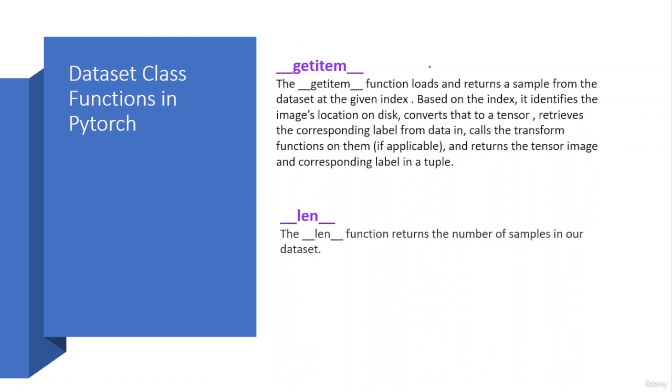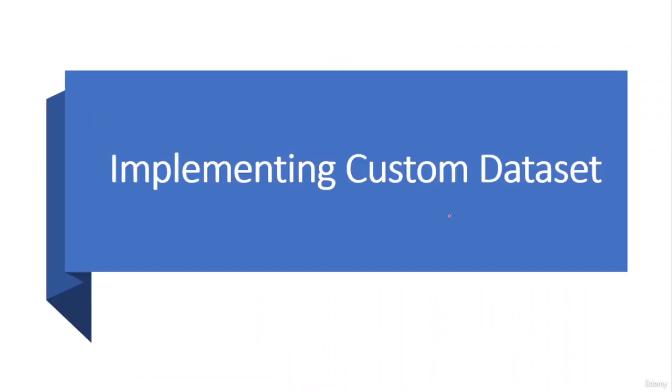Now let's have a look at the dataset class functions in PyTorch. Previously we have seen the dataset class consists of two methods, the __getitem__ and __len__. The __getitem__ function loads and returns a sample from the dataset at a given index. Based on the index, it identifies the image's location, converts that to a tensor, retrieves the corresponding label from the data, calls the transform function on them if applicable, and returns the tensor image and corresponding label in a tuple. And the __len__ function returns the number of samples in our dataset. Now let's move ahead to implement the custom dataset so that we can load the data into the network.